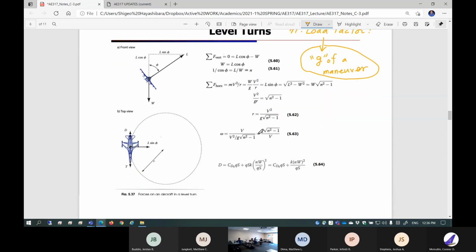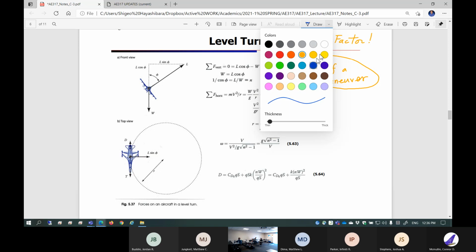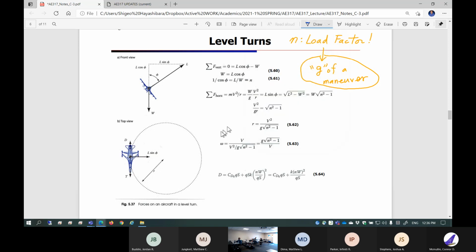So level turn. One important thing is this is a sustained level turn. You just keep turning and turning without losing your altitude. That's called sustainable level turn. Now, momentarily, your airplane can turn much tighter, but you cannot sustain it. You are going to lose your altitude. If so, it's not a sustainable level turn. So we are going to simplify our analysis. It's just only level turn.